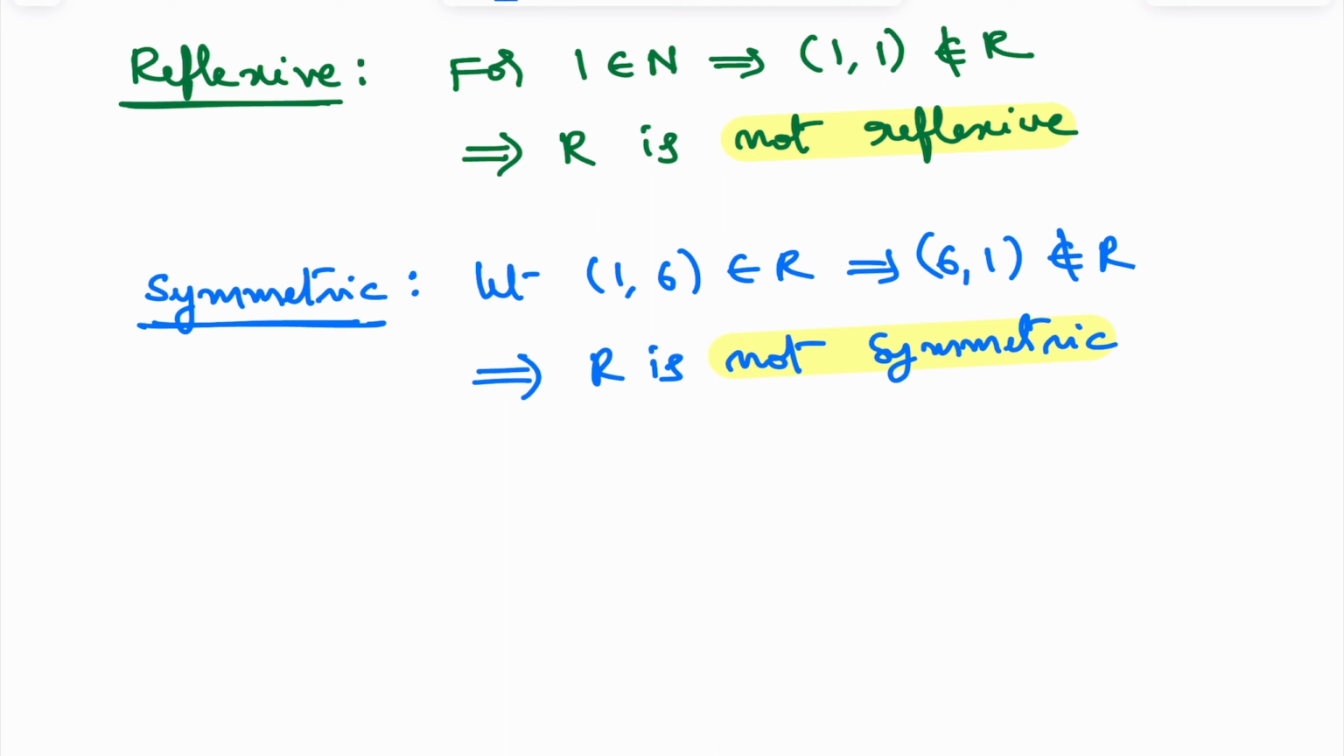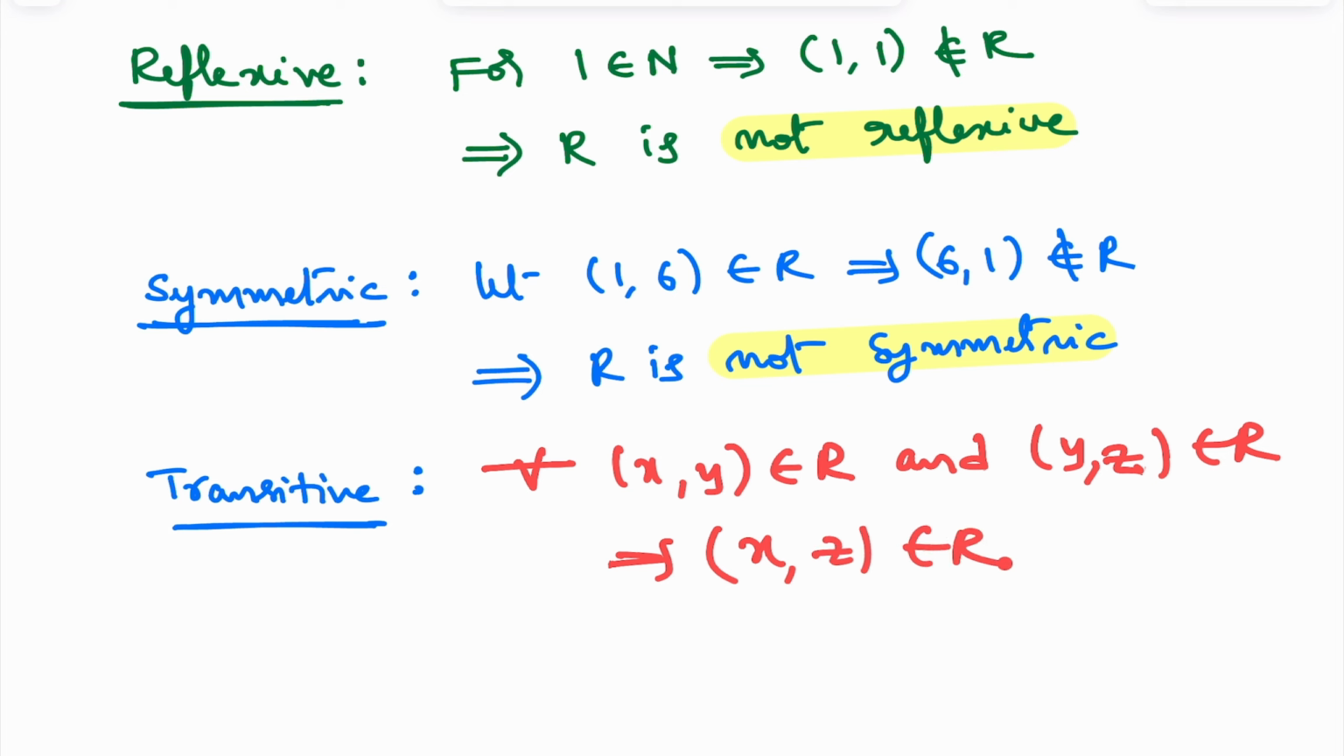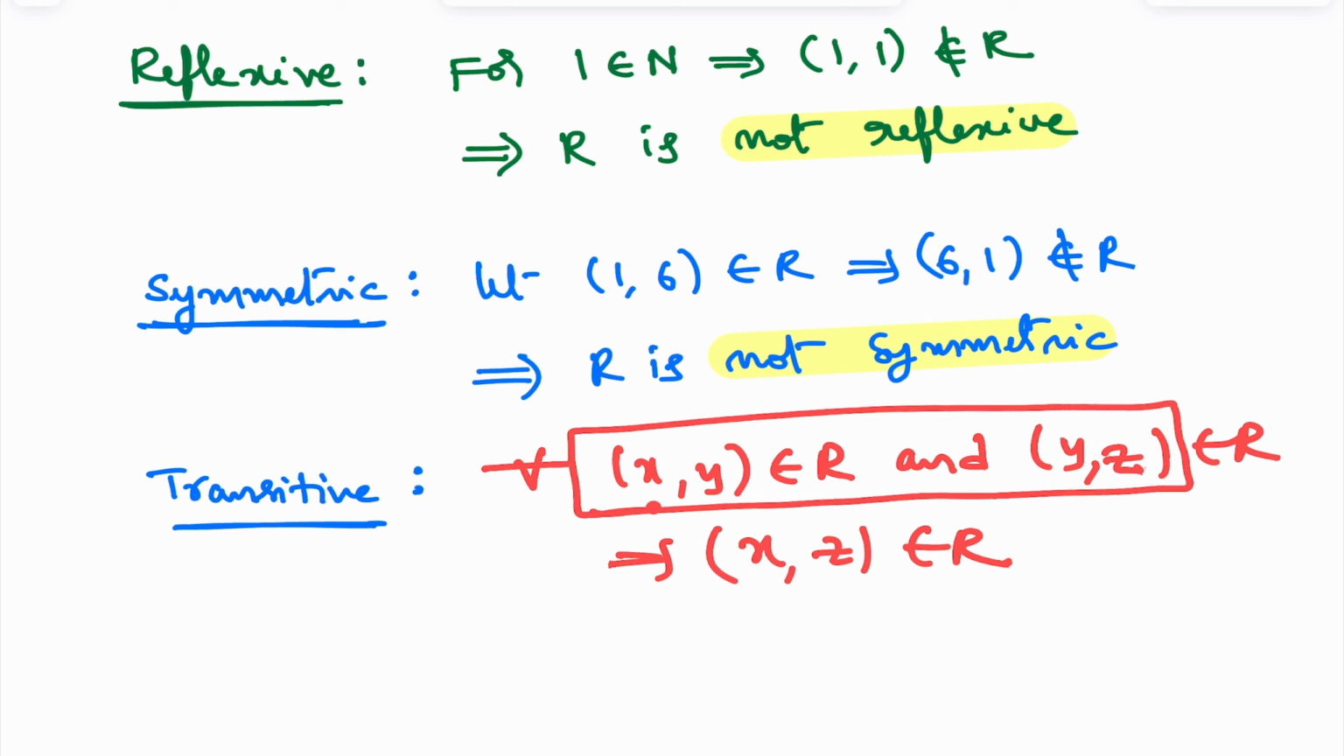Now I'll check the transitive condition. In this problem, transitivity is the tricky one. Observe the definition first. For every (x, y) belongs to R and (y, z) belongs to R, we look whether (x, z) is there in the relation or not. This is the transitive condition, correct? Now if there doesn't exist such ordered pairs (x, y), (y, z) in the relation, in that case, no need to check for (x, z). We say that the relation is transitive.